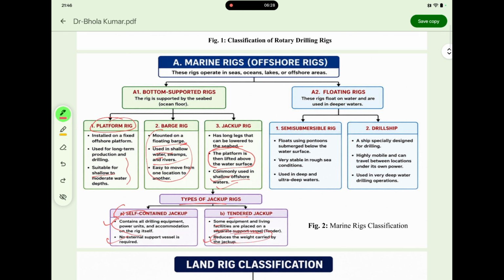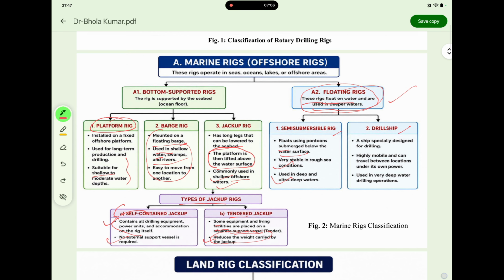Now coming to the next, the floating ones, as I discussed: the semi-submersible rig and the drill ship rig. Floating rig means they are not bottom supported, as written there. The rig is floated on the water and used for deeper water, right? It uses pontoons to submerge below the water surface, is very stable in rough sea conditions, and is used in deep and ultra-deep water.